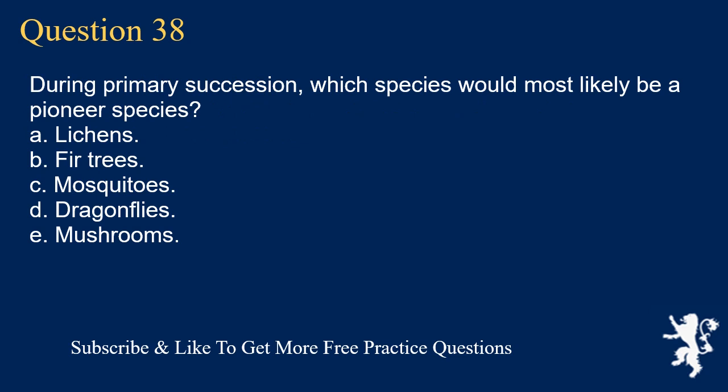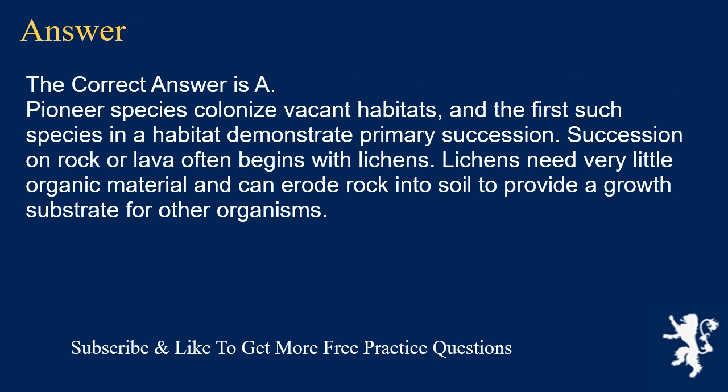Question 38. During primary succession, which species would most likely be a pioneer species? A. Lichens. B. Fir trees. C. Mosquitoes. D. Dragonflies. E. Mushrooms. The correct answer is A. Pioneer species colonize vacant habitats, and the first such species in a habitat demonstrate primary succession. Succession on rock or lava often begins with lichens. Lichens need very little organic material and can erode rock into soil to provide a growth substrate for other organisms.